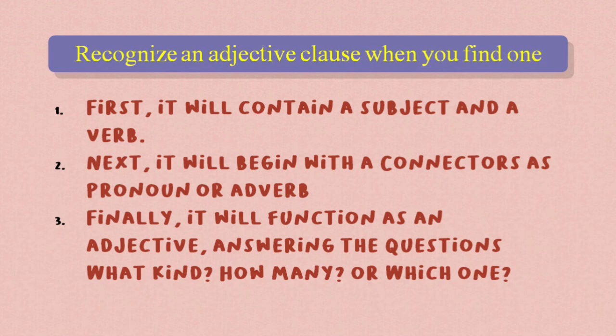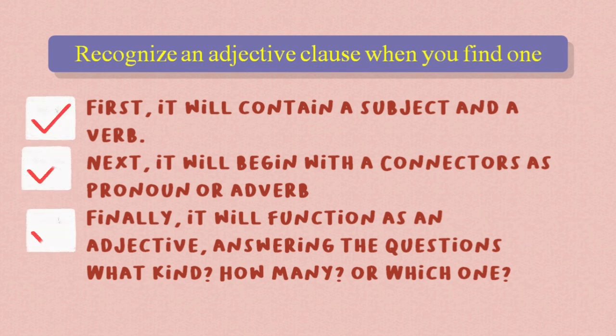So how do we recognize an adjective clause when you find one? First, it will contain a subject and verb. And next, it will begin with a connector, a pronoun or adverb. And the last one, it will function as an adjective, answering the question what kind, how many, or which one.